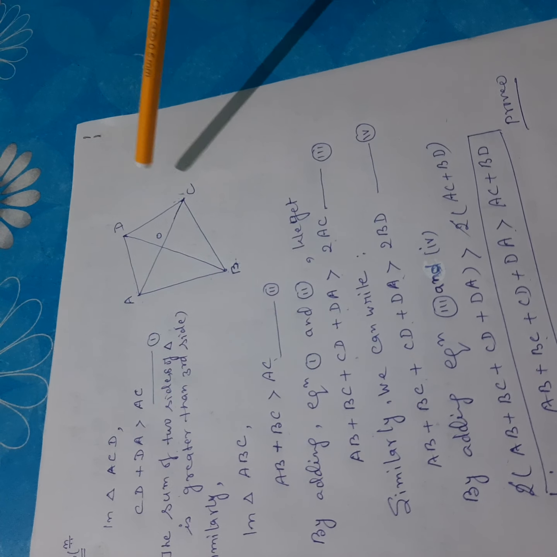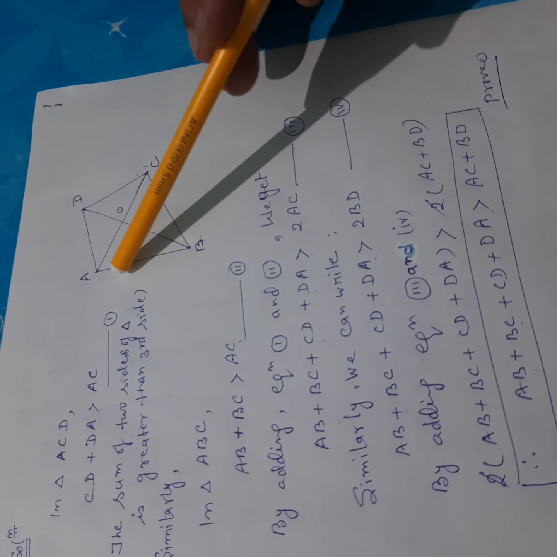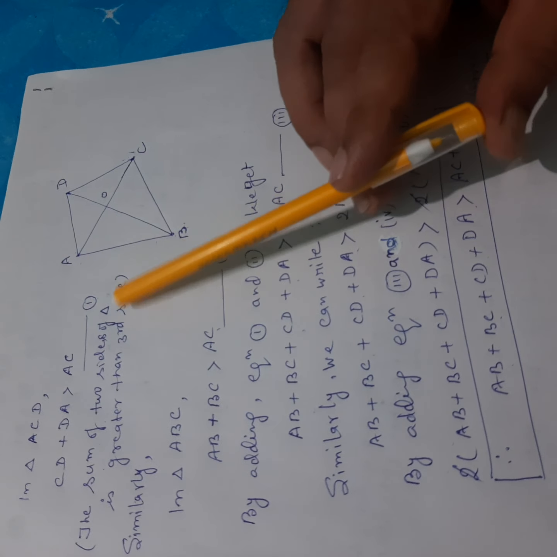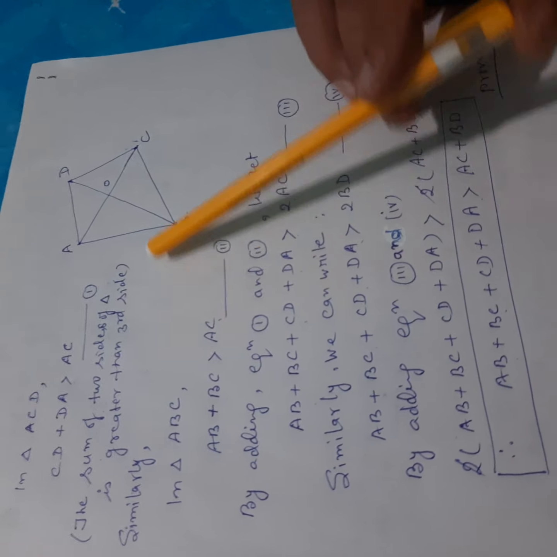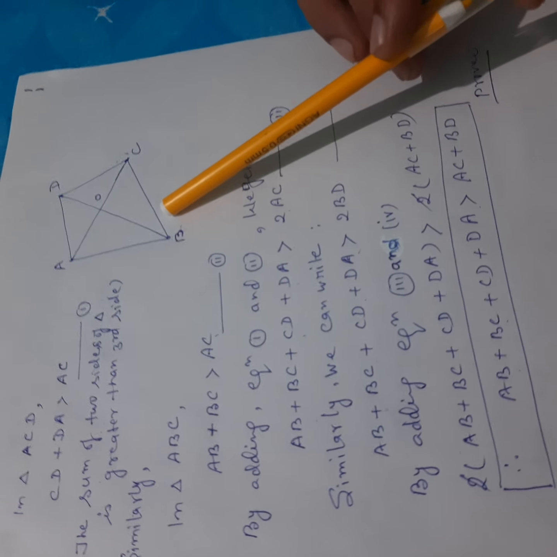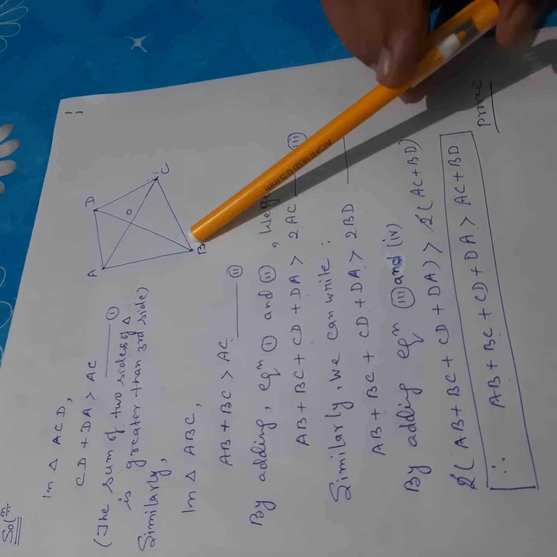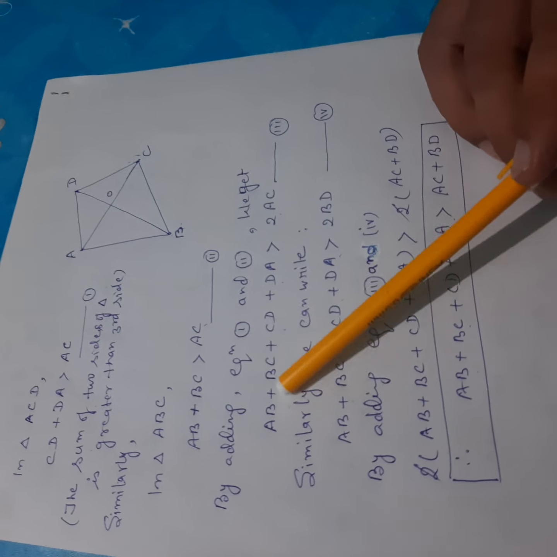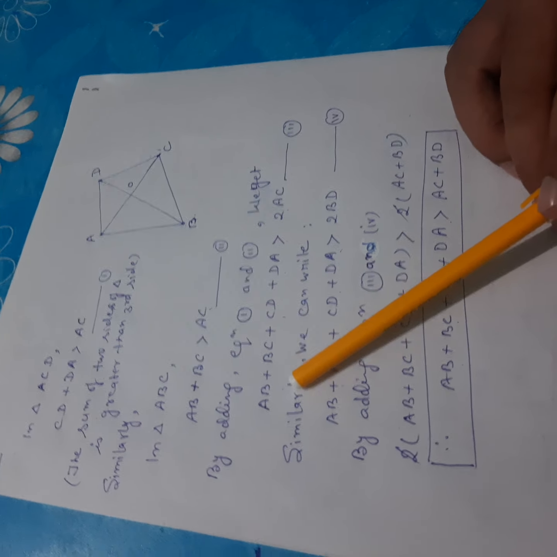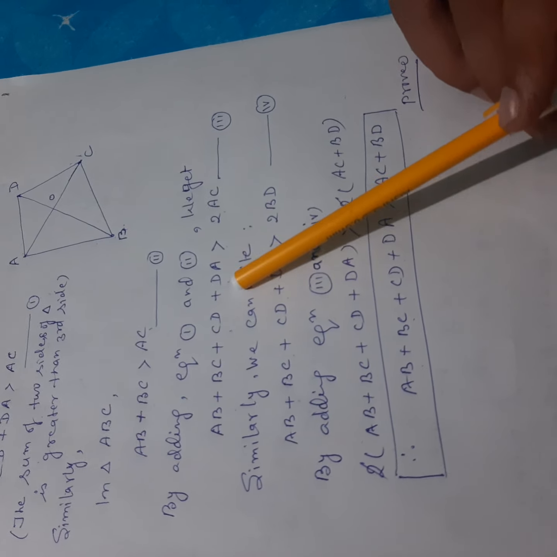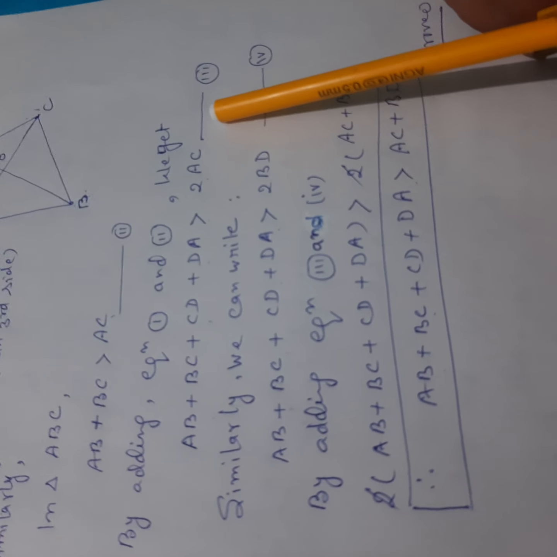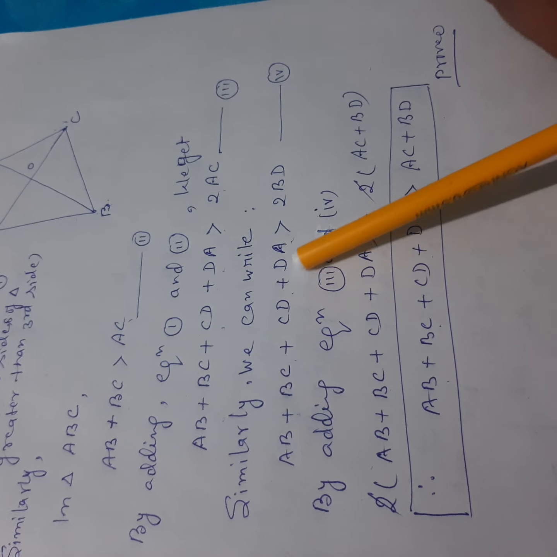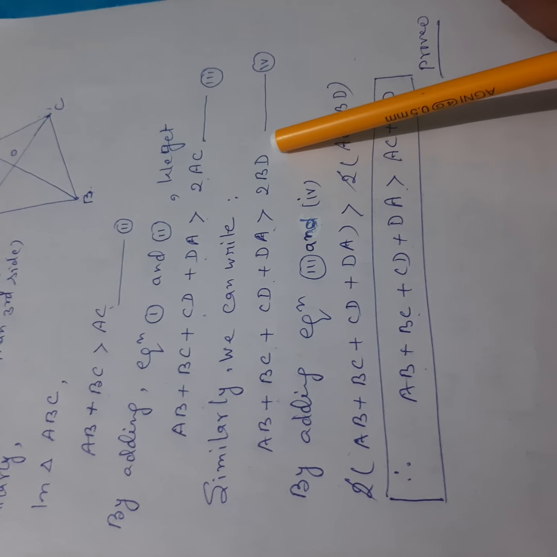In triangle ACD, the sum of two sides, that is CD plus AD, is greater than AC. Equation first, because the sum of two sides is greater than the third side. Similarly, in triangle ABC, again AB plus BC is greater than AC. Equation second. By adding equations 1 and 2, we get AB plus BC plus CD plus AD greater than 2AC. Similarly, we can write AB plus BC plus CD plus AD greater than 2BD.